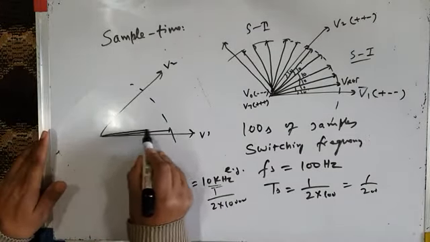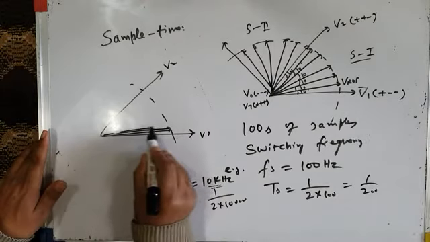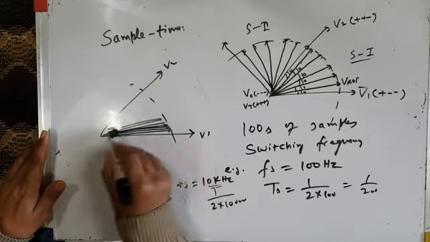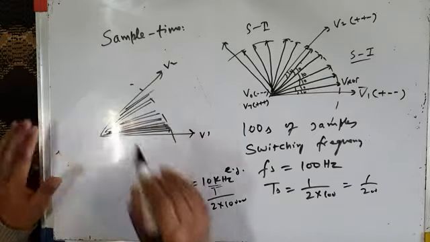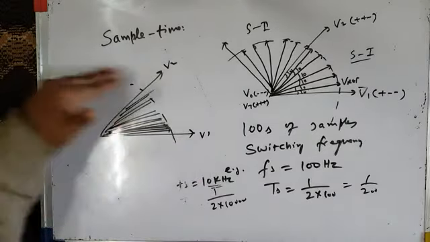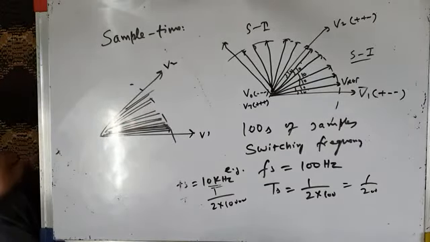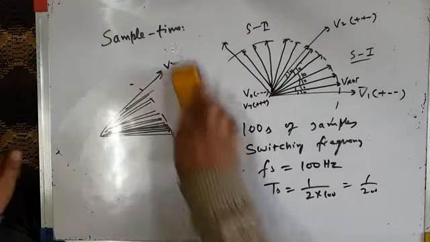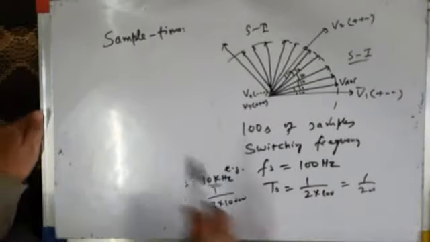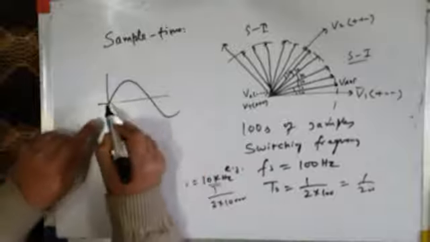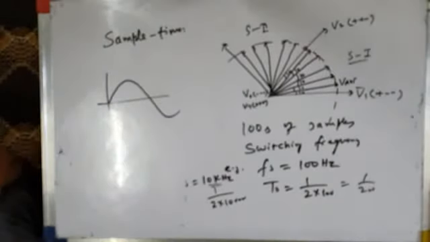दूसरा sample बहुत close होगा इसके, very close, third sample, fourth sample. So you will get very large number of samples in one sector, and then in one cycle you will get hundreds and hundreds of samples. And that will have a good effect on the waveform. So therefore your voltage waveform will be almost sinusoidal because sample time is very, very small.